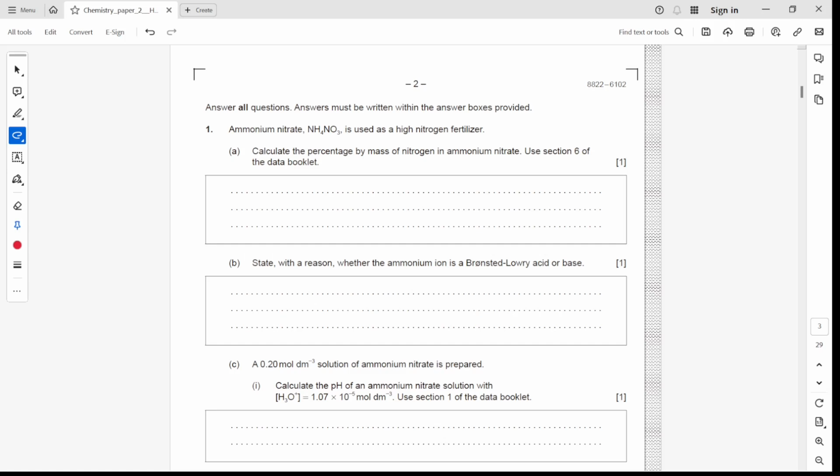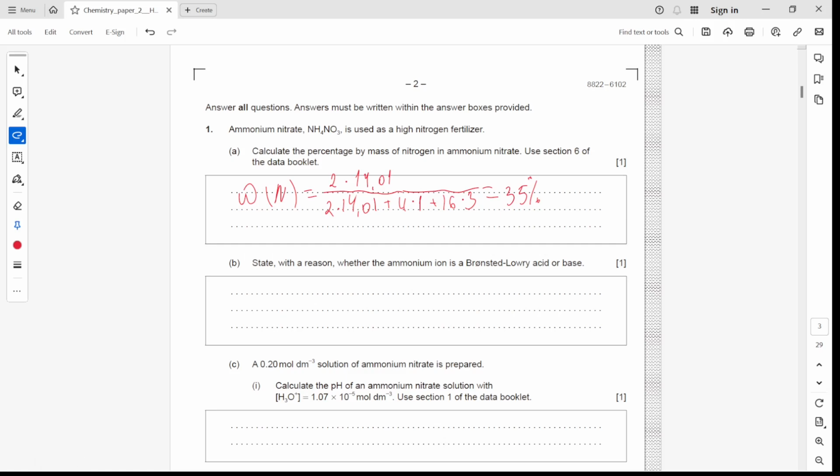The first question asks us about the percentage by mass of nitrogen. So we have two nitrogen atoms and the whole mass would be as oxygen, and this is hydrogen, and this is gonna give us 35%.